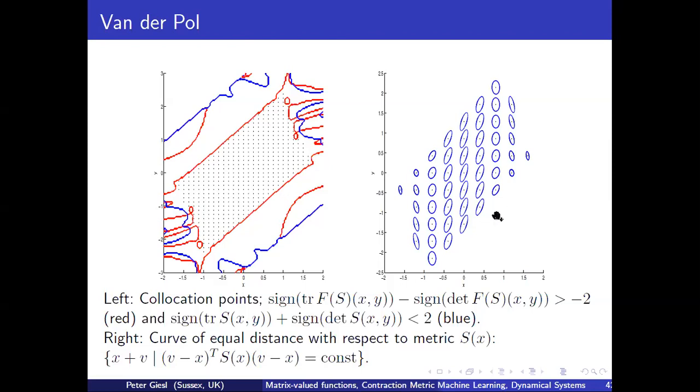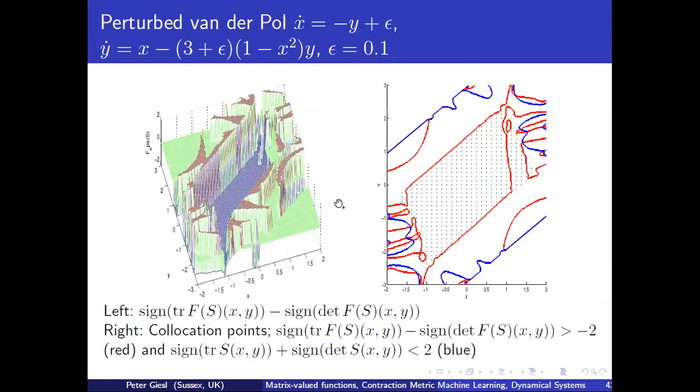And here I display how this contraction metric S looks, again, by curves of equal distance. And you can see that these ellipses turn round depending on x, so this clearly does depend on the point x. One aspect I said earlier that is an advantage of these contraction metrics is that if you perturb your system, the contraction metric still remains a contraction metric.